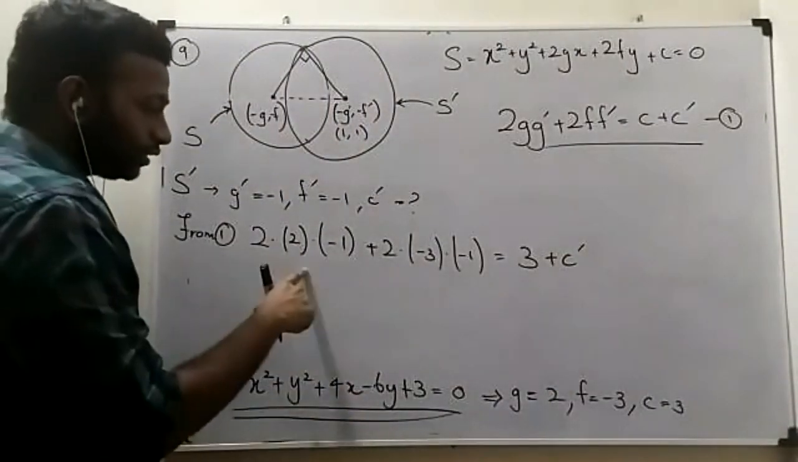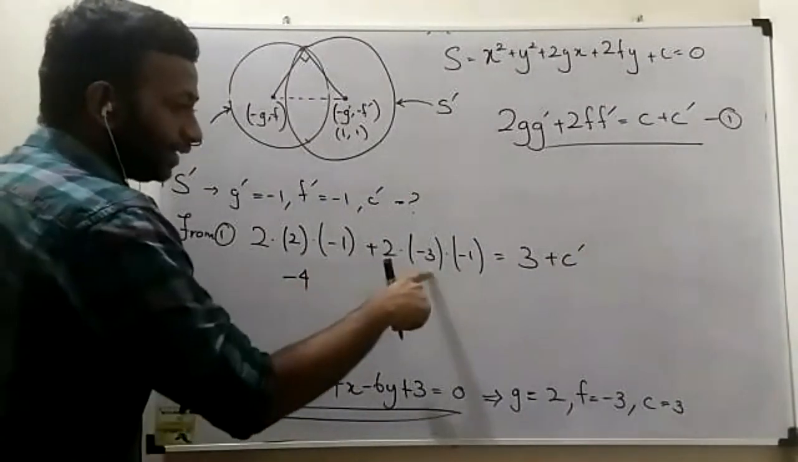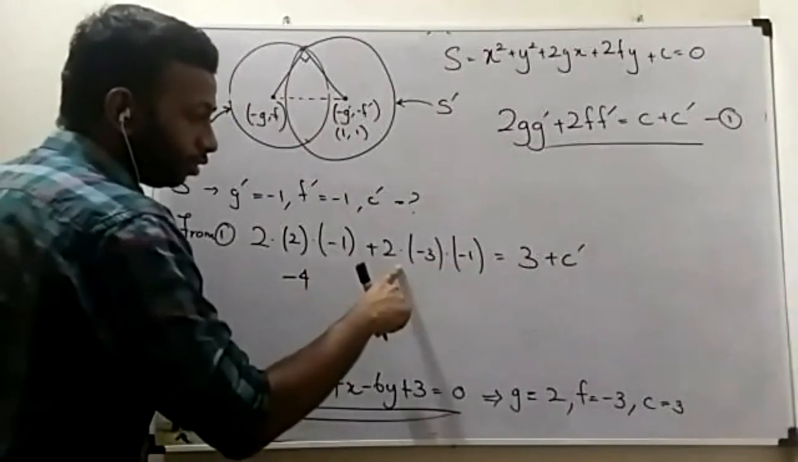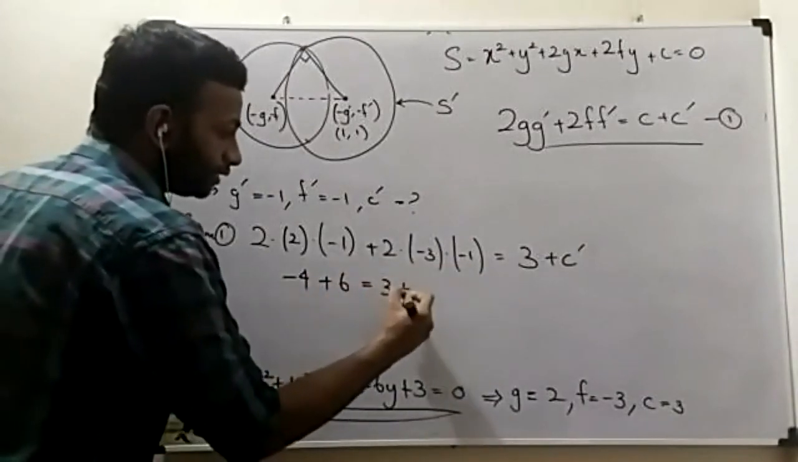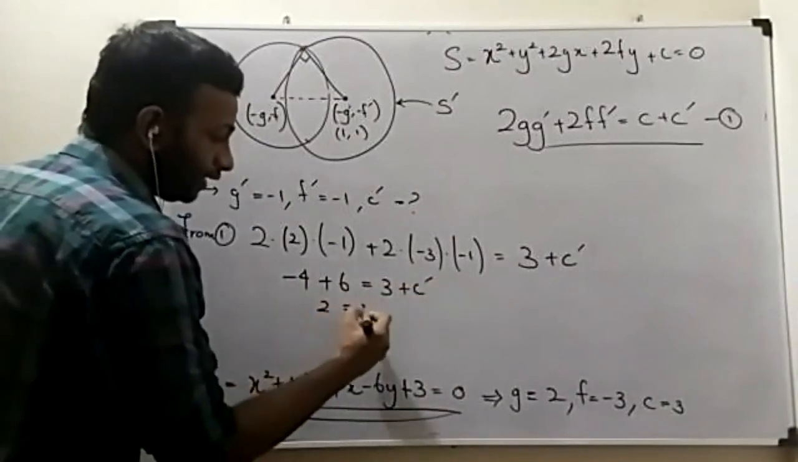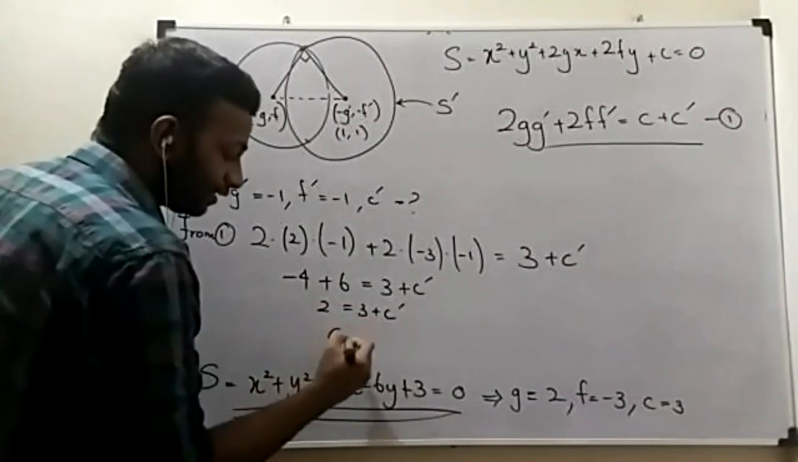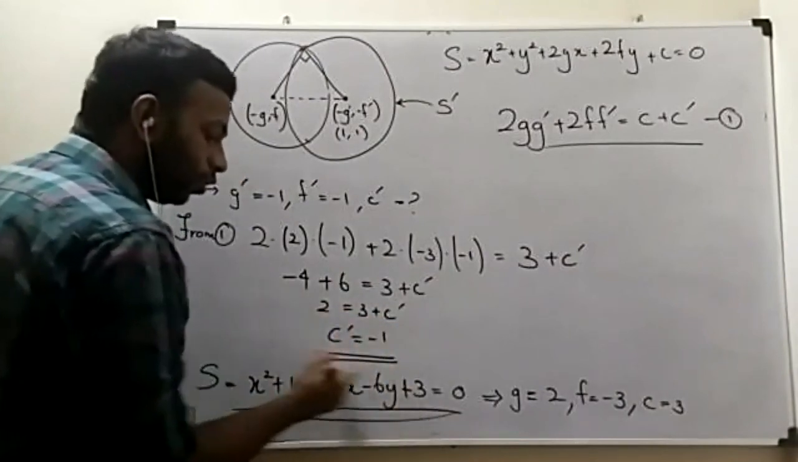So 2 times 2 is 4, into minus 1, so it's minus 4. 2 times 3, so minus into minus is plus. That goes off. 2 times 3 is 6, so it's plus 6, is equal to 3 plus c dash. Minus 4 plus 6 is 2, is equal to 3 plus c dash. What is c dash? It is equal to 2 minus 3, that is minus 1. Okay.